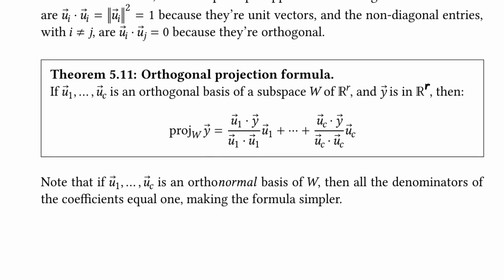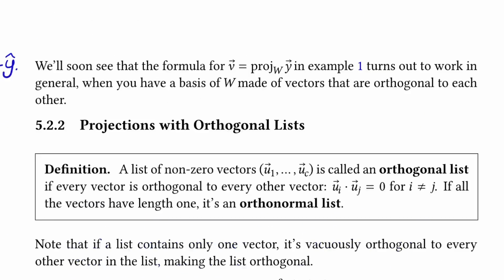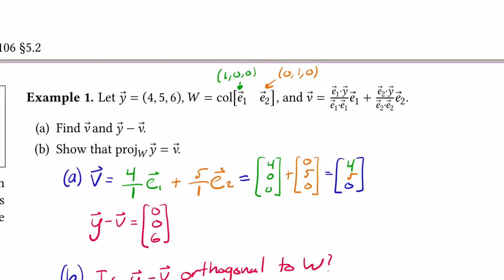All right, let's look at theorem 5.11, the orthogonal projection formula. This tells you basically how to get the projection of any old vector y onto a subspace W. But notice that this only works if you have an orthogonal basis of W. Now, this formula is the same thing we did in example 1 here.